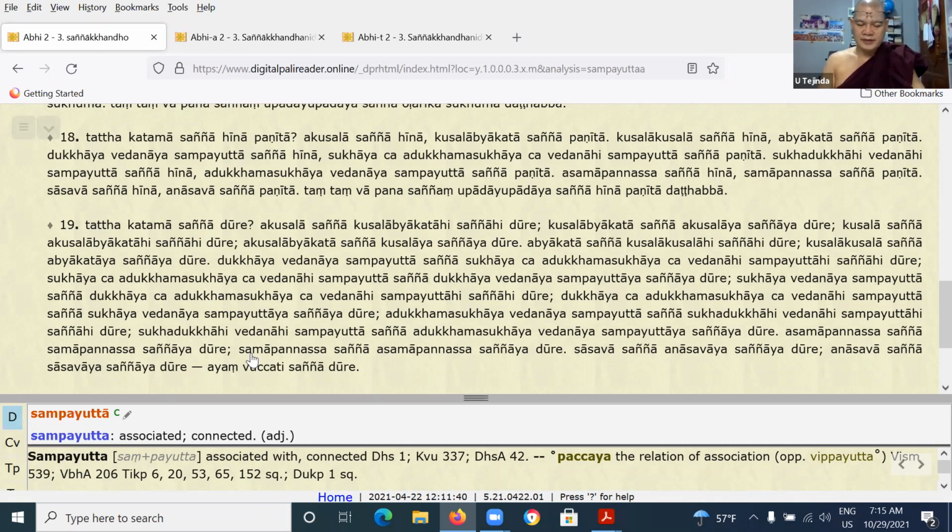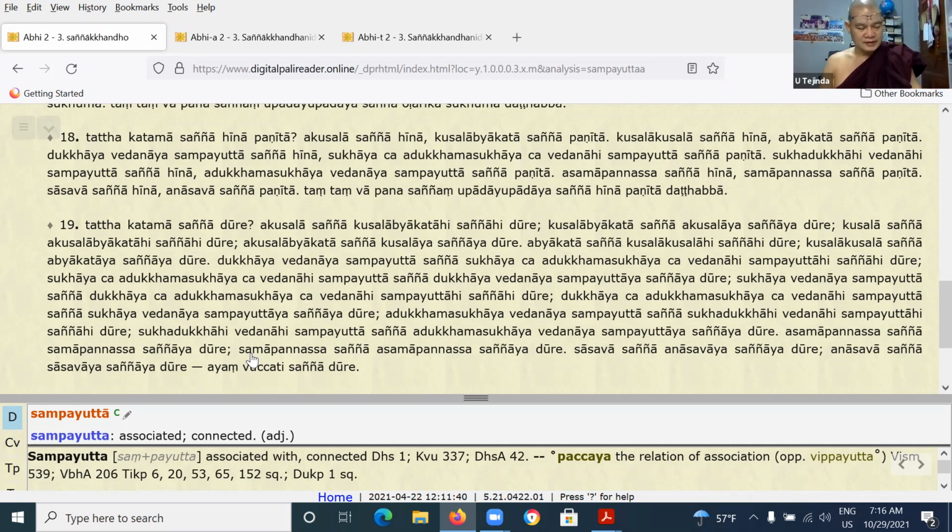Very, very clear. There you have the Vedana, according to the Vedanakhanda, you have the law there. This Samapana, Asamapana, is very simple. Samapana Sanya, Asamapana Sanya Dure. Samapana Sanya, Asamapana Sanyaya Dure. Sasava Sanya, Anasava Sanya Dure. Anasava Sanya, Sasavaya Sanyaya Dure. Simple. Tattavapana Sanya Dure. This is called the Sanya which is Dura.